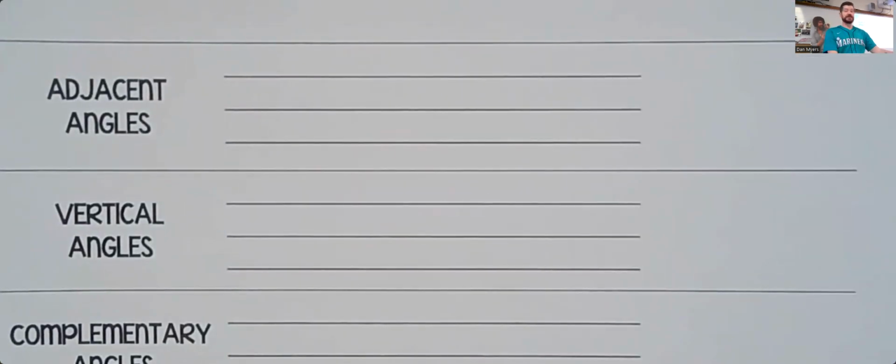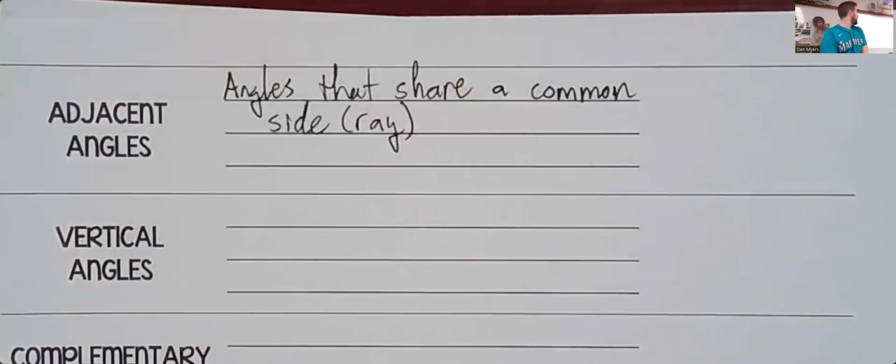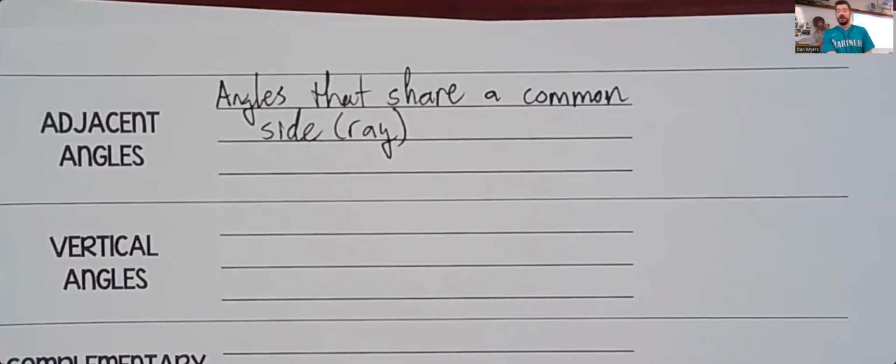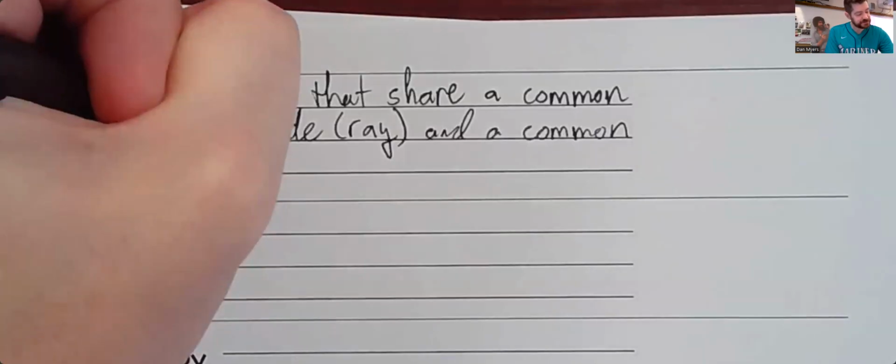It's the angles that are right next to each other. But specifically what it means is angles that share a common side. By the way, a side of an angle is one of the rays. So they share a common side, they share a common ray. And a common vertex.